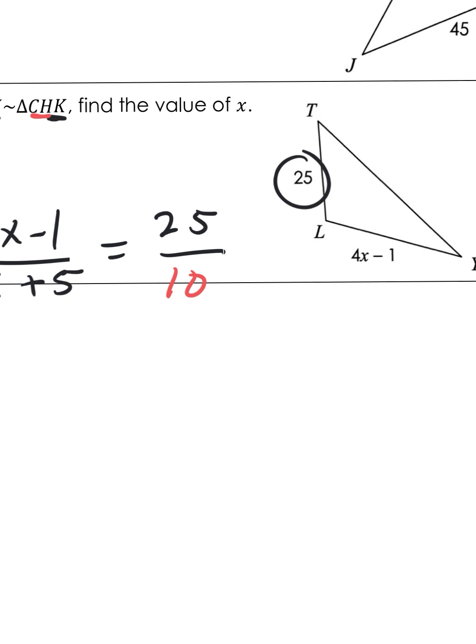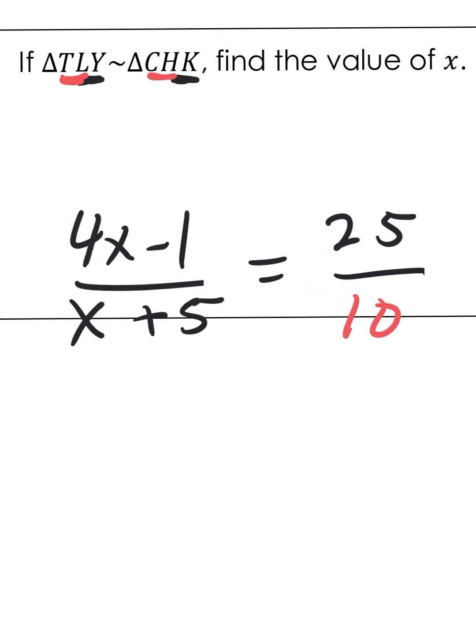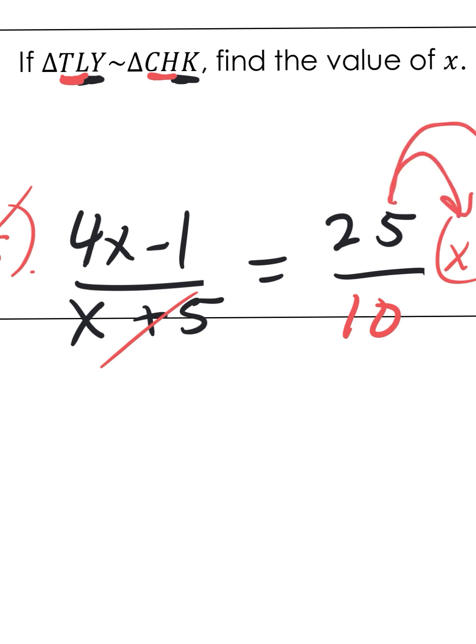So now, just like before, I'm just solving for x, right? And again, I don't need to cross multiply. All I need to do is multiply by x plus 5 on both sides. If I multiply by x plus 5 on both sides, that one clears on the other side, right? So now I just have to take, what's 2.5 divided by 10? 2.5. So I'm going to take that 2.5 and I'm going to distribute it to everything in this set of parentheses. So it's got to be 4x minus 1 equals 2.5x.